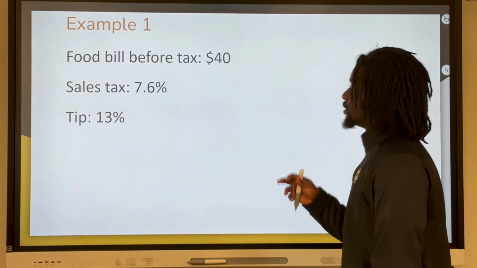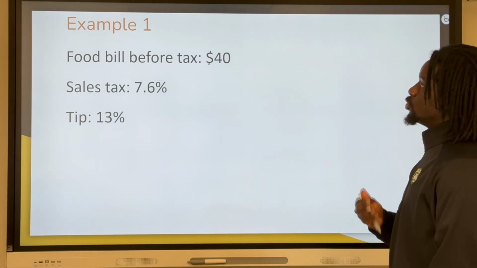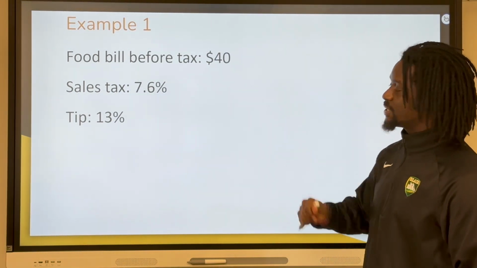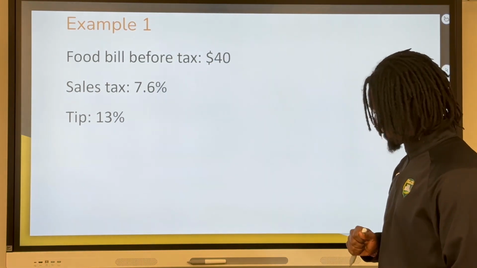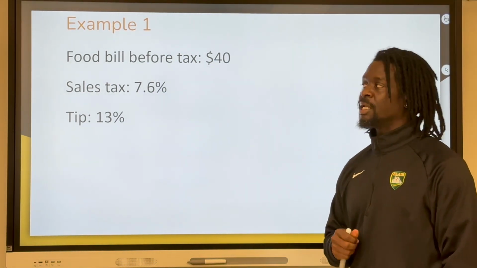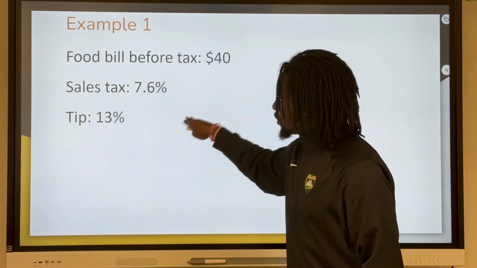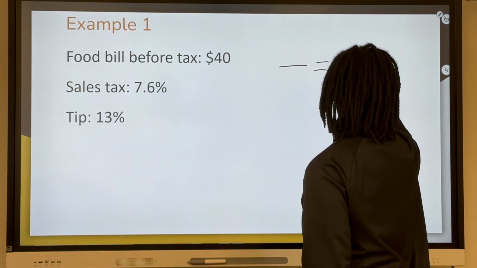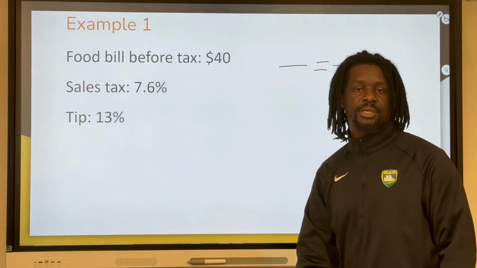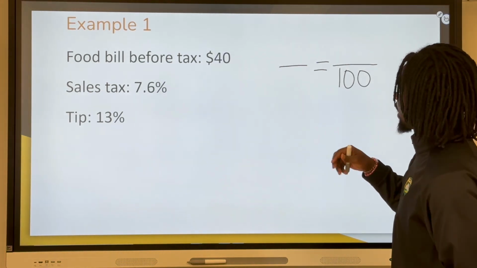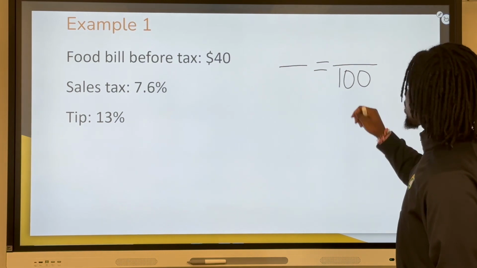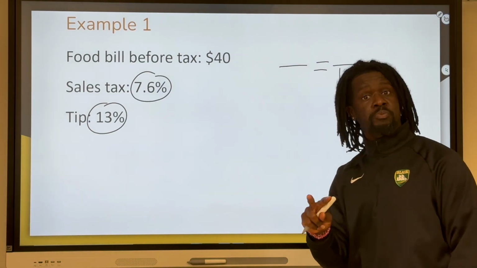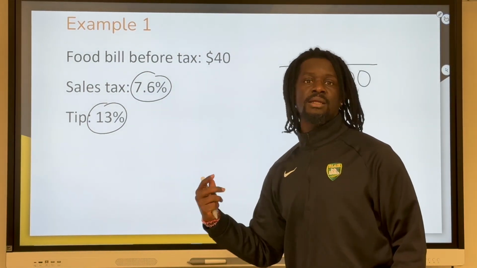Now, let's look at example number 1. You go out to eat, the food bill before tax is $40. The sales tax is 7.6%. The tip is 13%. Now, whenever there's a percent, we always are going to set up this proportion. So you can start by putting line equals line over 100. And then we're going to figure out where each piece goes in our proportion. Well, I like to start with the percents. This time we have 2 percents: the sales tax and the tip.